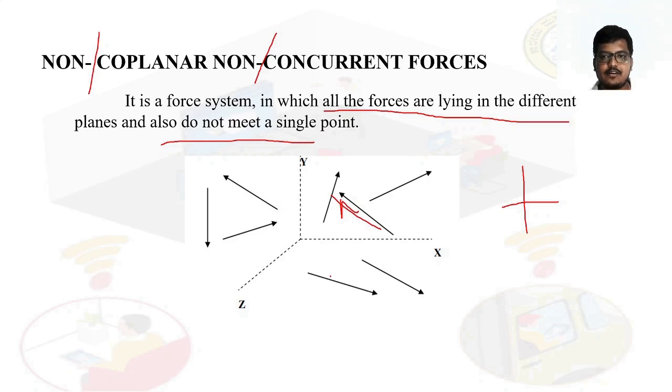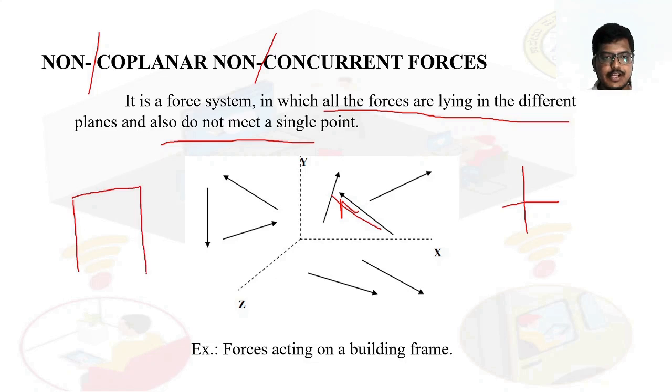So whenever they are lying in different planes, they are called as what? Non-coplanar, and they do not meet at a single point, non-concurrent forces. So non-coplanar non-concurrent force system. For example, forces acting on a building frame. In a building frame, if we take a building, the forces will be like this. They are in the same building only, but they do not meet at a single point. We will learn it later.